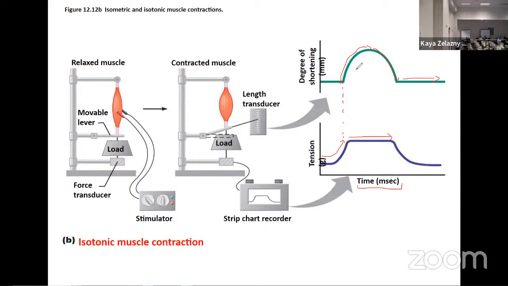We didn't have a graph of the shortening for our isometric twitch because it would just be a flat line. That muscle doesn't get shorter because that load is too strong. Its endpoints are firmly attached. We're not actually moving anything. So the muscle overall stays the same length.